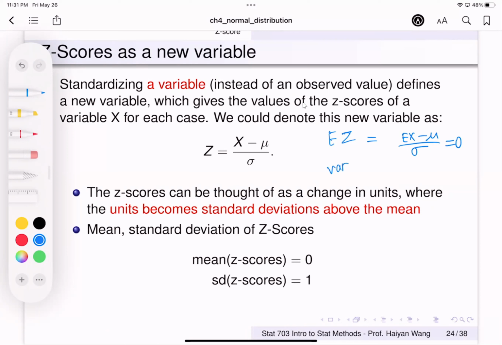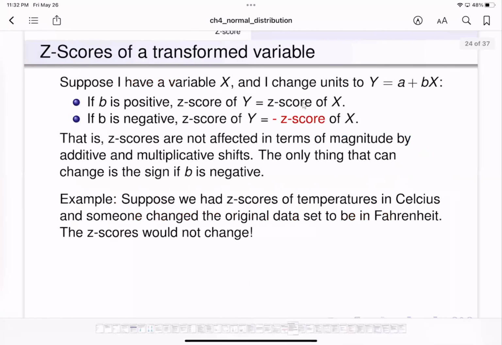And the variance of z: for a linear function's variance, the scale parameter in front will be squared. So it's sigma squared, the variance of x, and the constant mu does not change the variance, so that becomes 1 because the variance of x is also sigma squared. So standardization converts the variable to have variance 1 and mean 0. So that's the mean and variance.